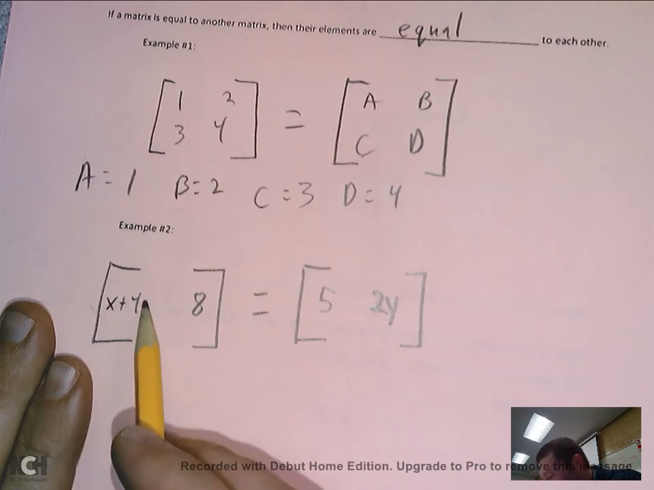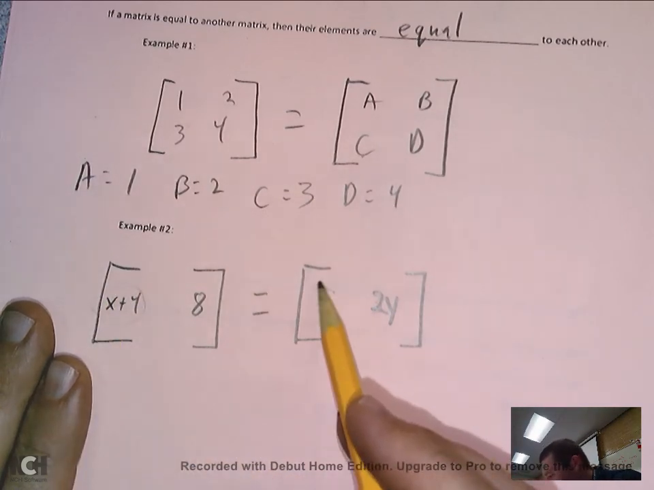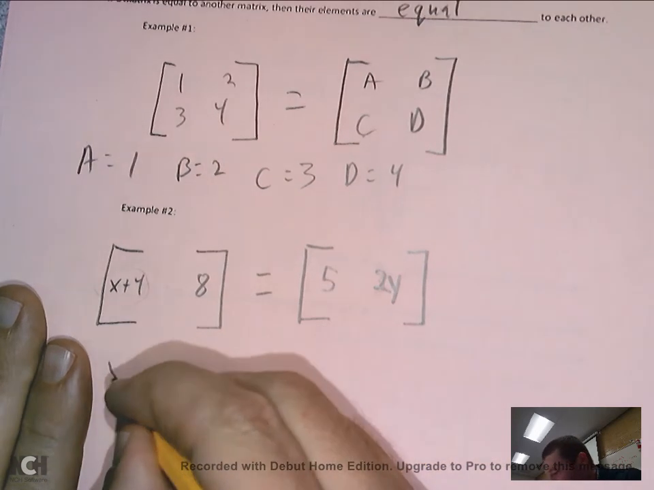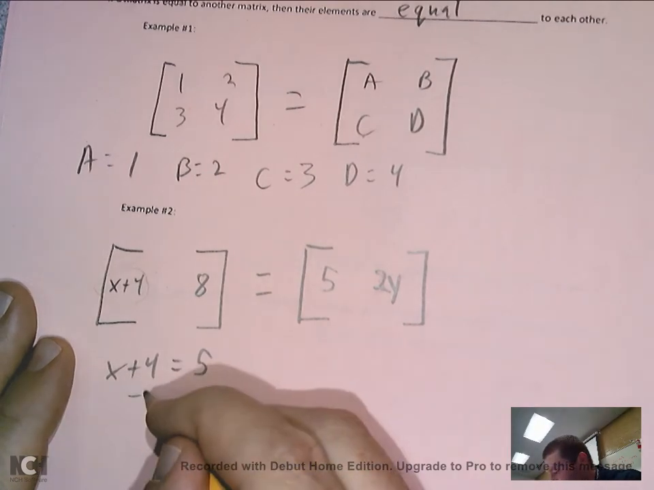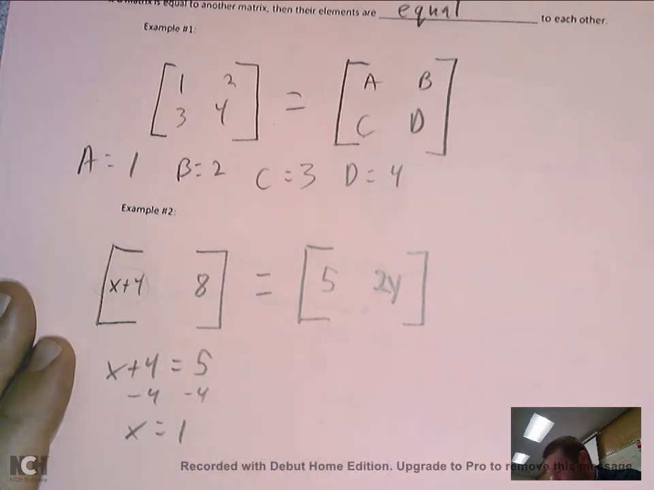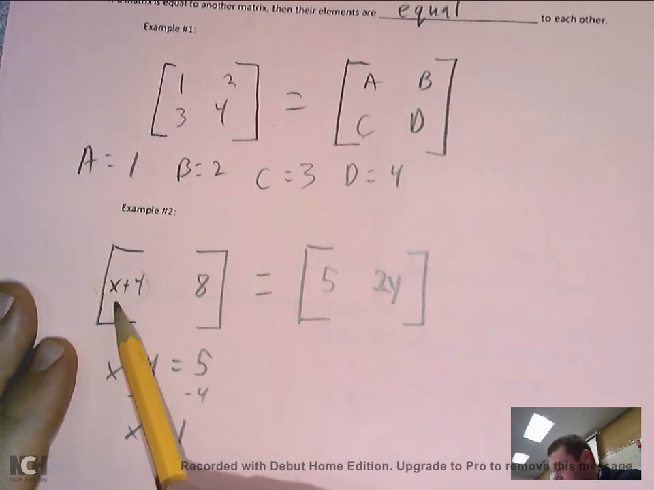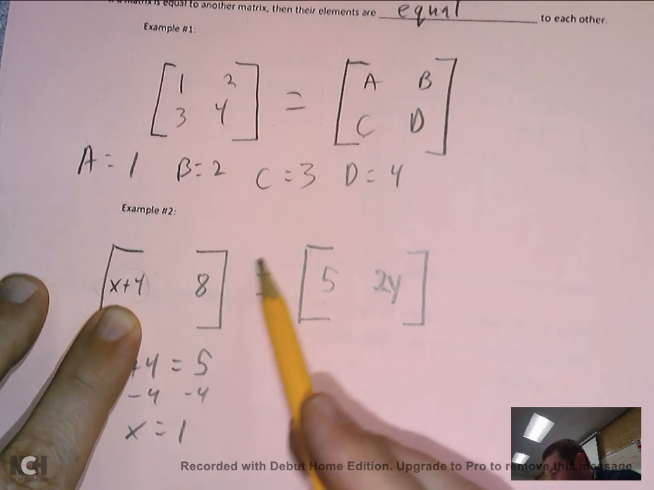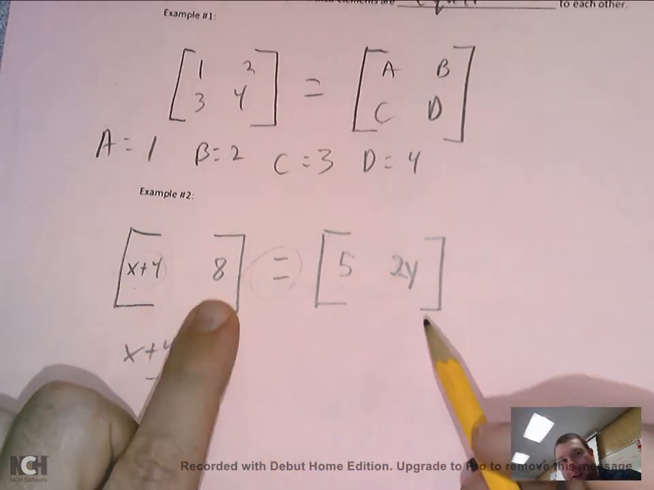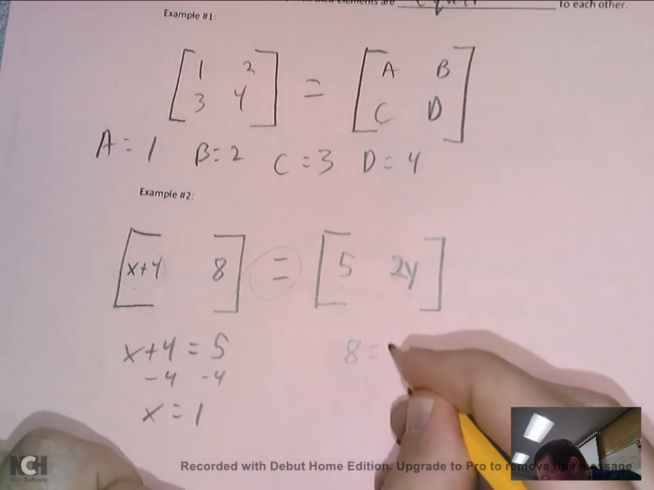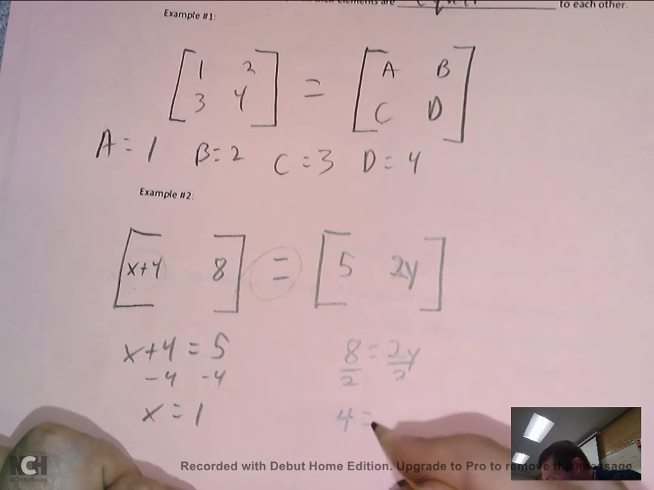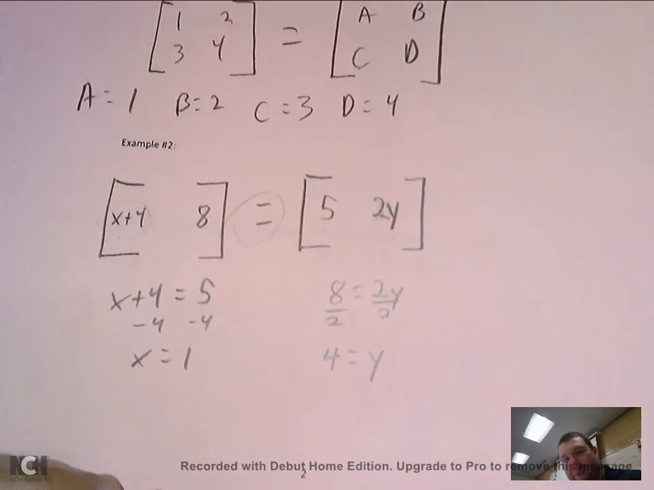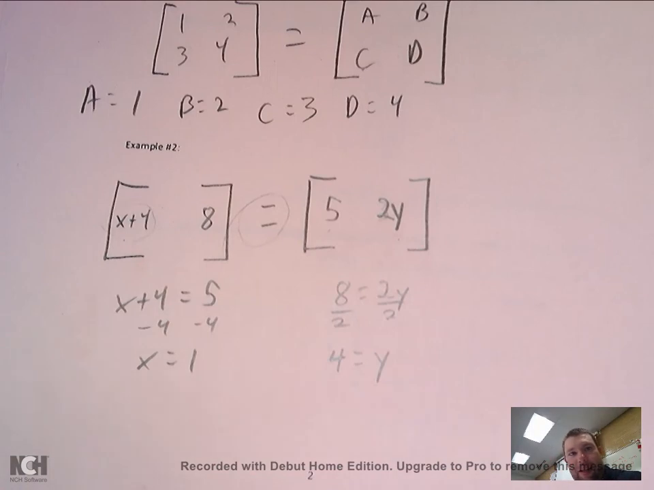So that means the first row, first column is going to equal the first row, first column of the second one, right? So x plus 4 has to equal 5. Well, if I wanted to solve for x, I would just minus 4, right? And x would equal 1. So again, this element has to equal this corresponding element in the other matrix because I know that they're equal to each other. Same thing here. 8 has to equal 2y. So if I want to solve for y, I would just divide by 2, and y would equal 4. Okay? Not too tough, right? That's the basic idea of the elements being equal to each other.